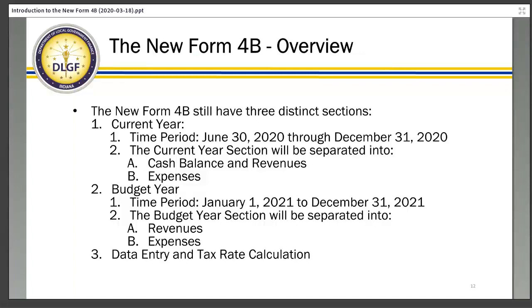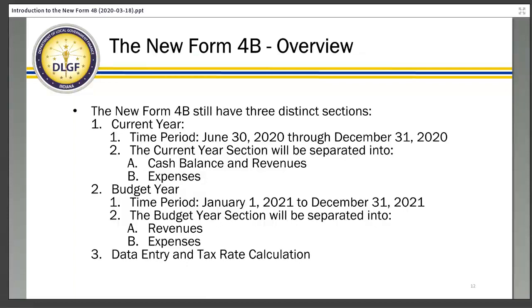presenting this information based on what time periods we will be using during the upcoming budgeting cycle, the current year section for this year is going to represent June 30th, 2020 through December 31st of 2020. In this section, we're going to separate it into 2 subsections. Subsection A, cash balance, revenues. Subsection B, your expenses.